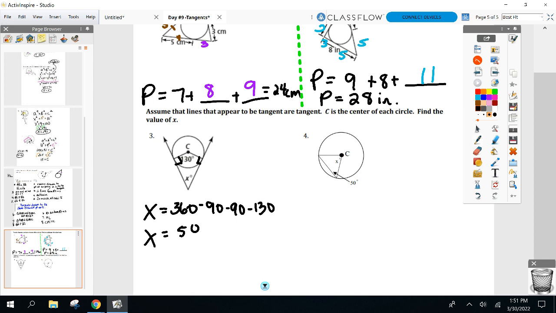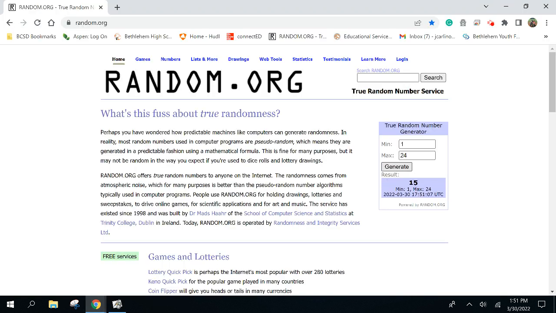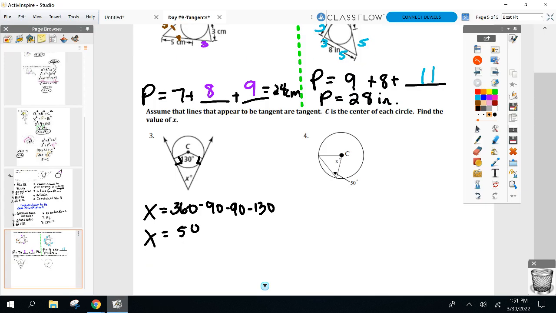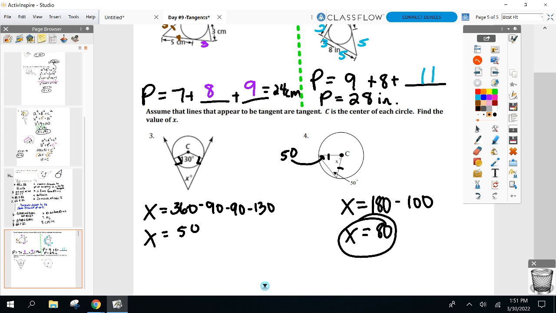Where did you go on this one? So I said that 50 is, so the radii are congruent. Okay, good. Making this what type of triangle? Good. So both base angles measure 50 degrees. And then from here, you just subtract this 80 degrees, minus 100. X equals 80.